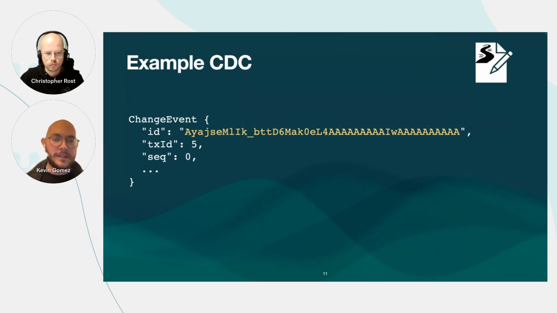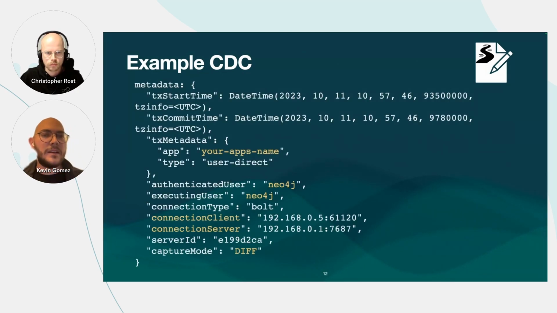And even more. Like the next page, you will see metadata. And here you can see already quite a lot of meta information, like start time of the transaction, the commit time. We have the timestamps, of course. We have the authenticated user. We have the executing user. Also interesting, so that covers impersonation and that area. You see the connection type, the protocol that was used, even the IPs. And we see in the bottom the capture mode. This is regarded as diff.